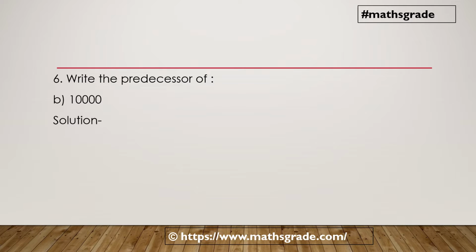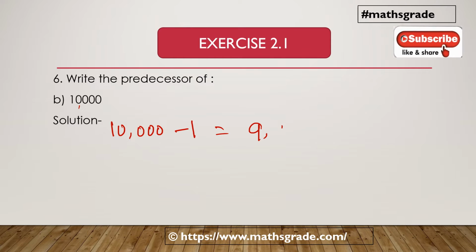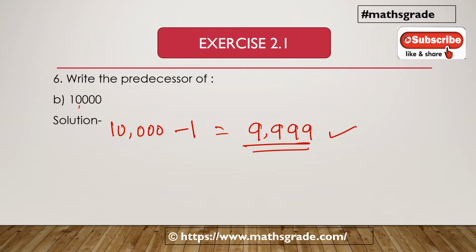Now question number 6, second bit B. Predecessor of 10,000. We know predecessor is the previous or before number, so we have to subtract 1 from this number. So predecessor of 10,000 will be 10,000 minus 1. That is, we have to subtract 1 from 10,000. And subtracting 1 from 10,000 will be 9,999. And 9,999 is the predecessor of 10,000.